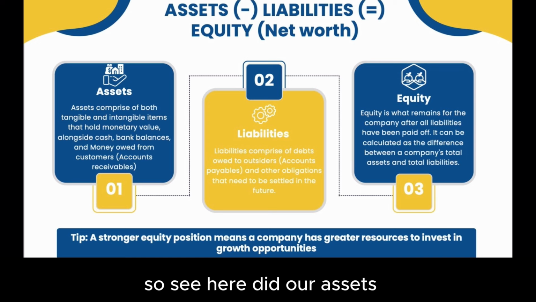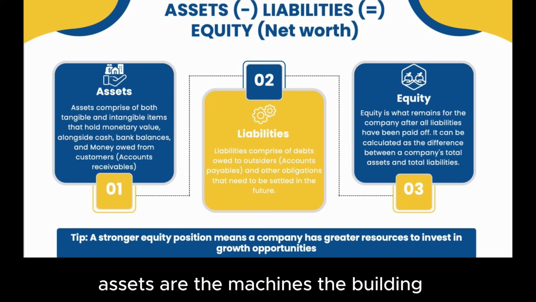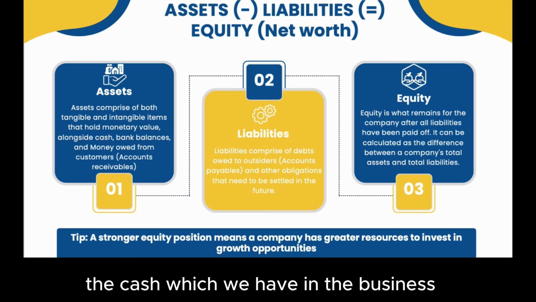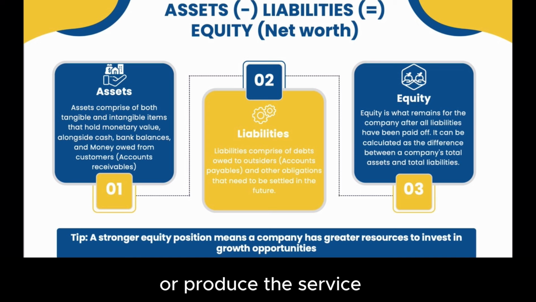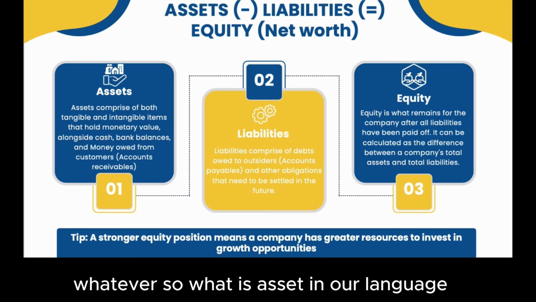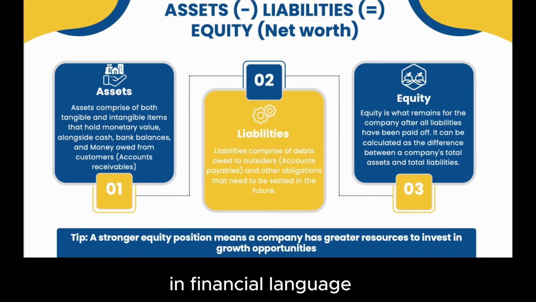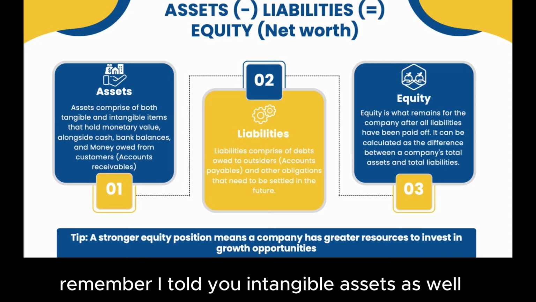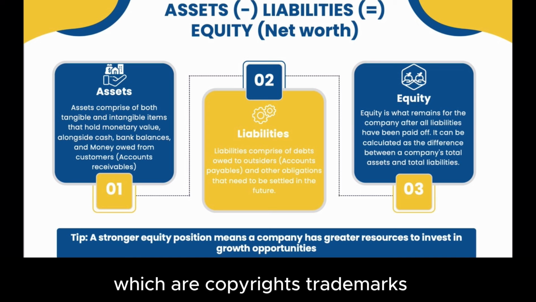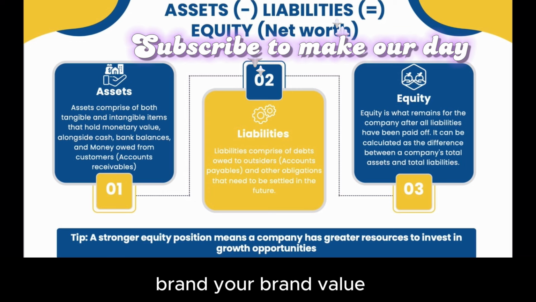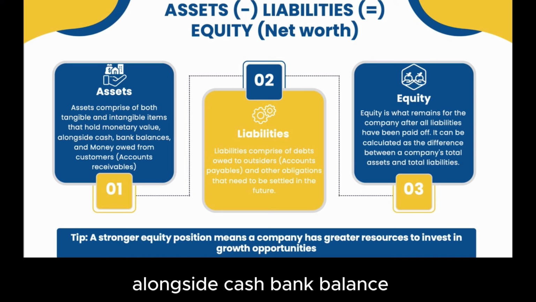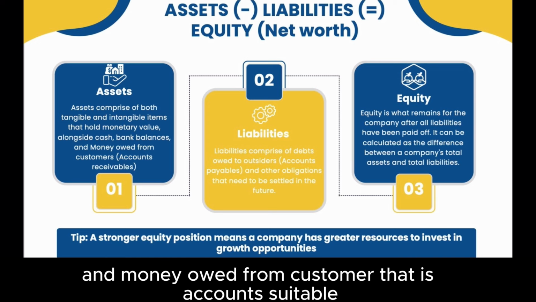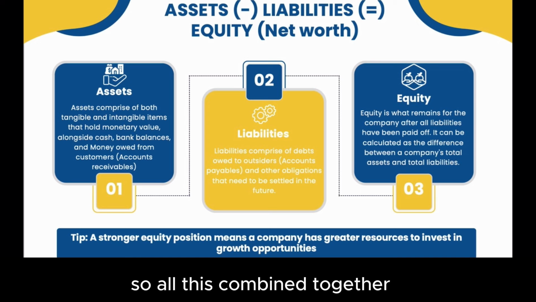So see here, there are assets. What are assets? I have already discussed. Assets are the machines, the building, the cash which we have in the business, which will help us to generate economic value for the business, which helps you to produce the product or produce the service, whatever. So what is an asset? In financial language, assets comprise both tangible and intangible. Remember, I told you intangible assets as well, which are copyrights, trademarks, your brand value, goodwill, etc. Tangible and intangible items that hold monetary value, alongside cash, bank balance, and money owed from customers, that is accounts receivable. So all this combined together is considered as assets.